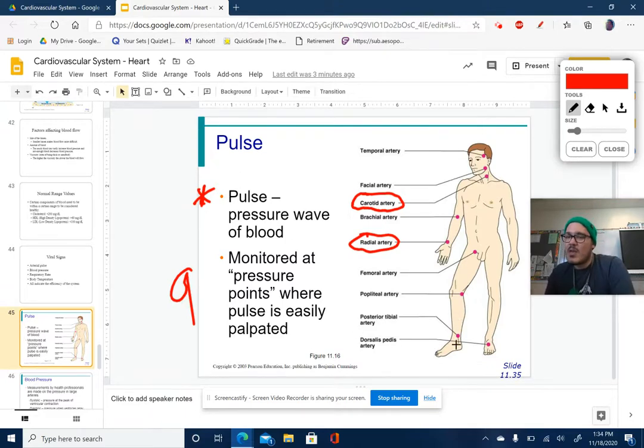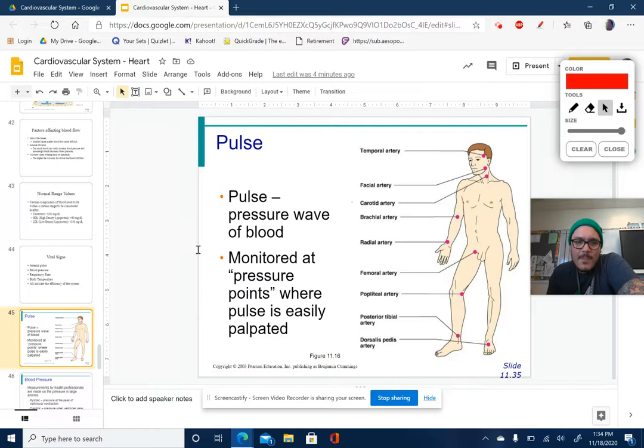Posterior tibial is going to be on your ankle. It's close to your Achilles tendon. And then finally, the dorsalis pedis is on the top of your foot. So you would need to have like your shoes off and socks off to feel that.